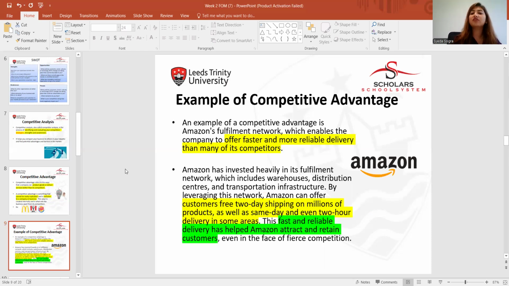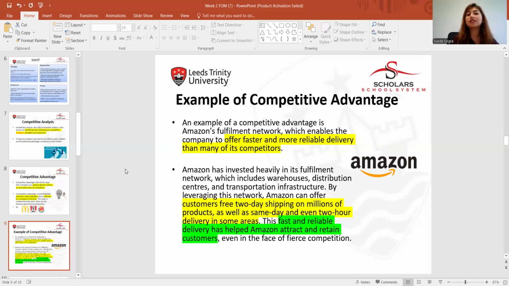An example of competitive advantage is Amazon's fulfillment network, which enables the company to offer faster and more reliable delivery than many of its competitors. Even though they have Amazon Prime, which gives faster delivery, maybe if you order before 10 p.m., you get the delivery the next day.